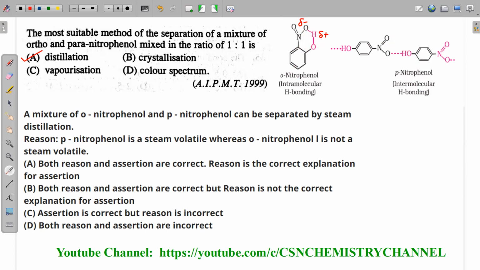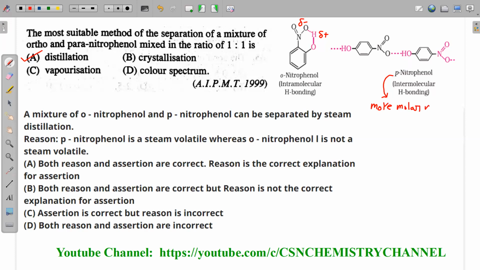When the boiling point is more, what about volatility? This para-nitrophenol has more molar mass.